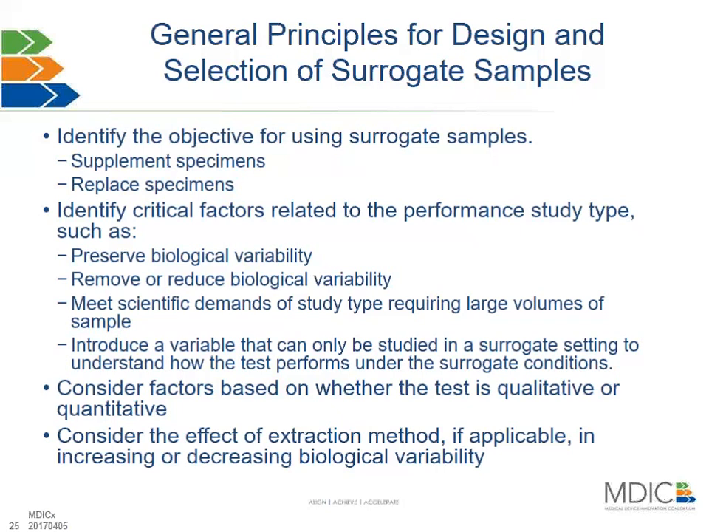In addition to considering factors of the study, it's important to consider whether or not the test is a qualitative or quantitative test and use this information in the consideration of the type of surrogate sample that will be used. Also important is to consider the effect of extraction method, if applicable, and what its impact is in increasing or decreasing biological variability, and the role this has in the preparation of the surrogate sample.